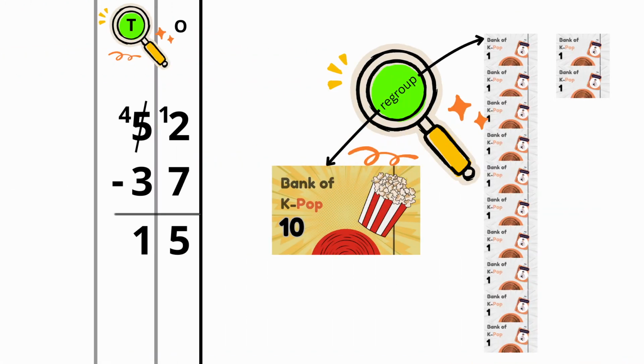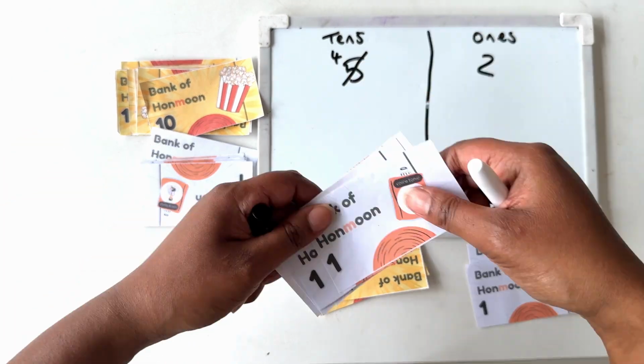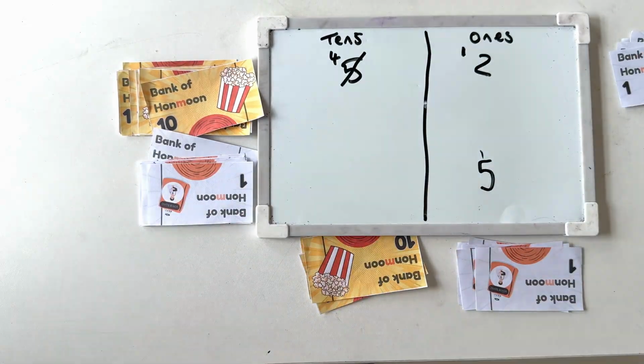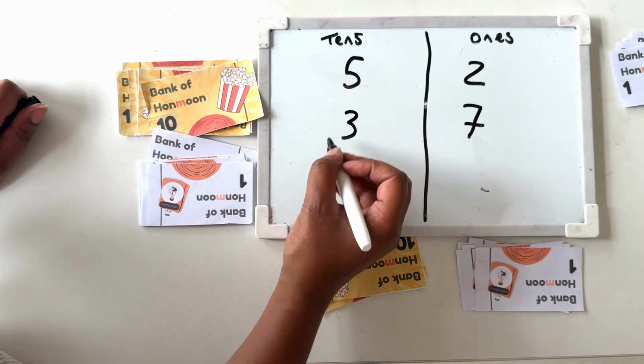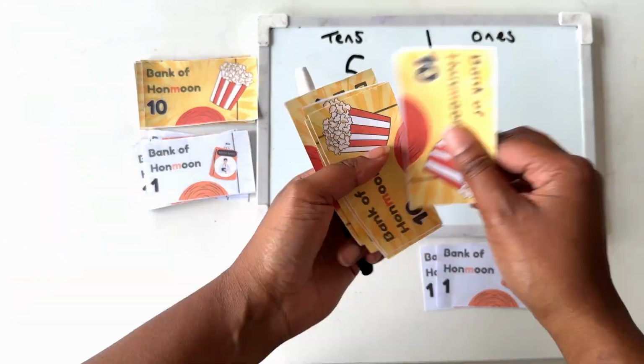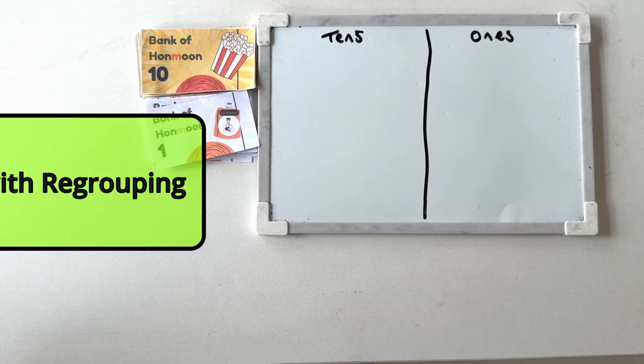Today, we're going to subtract two-digit numbers using regrouping with K-pop notes for tens and ones. Each column can only hold the digits 0 to 9, so when we do not have enough ones to subtract, we will group one 10 into 10 ones and then subtract step by step.